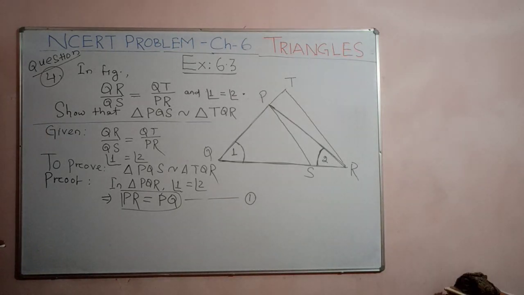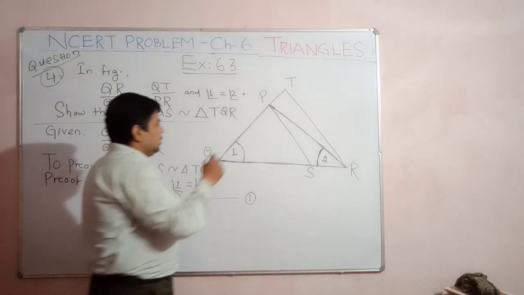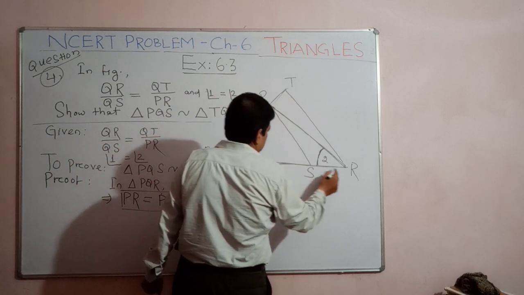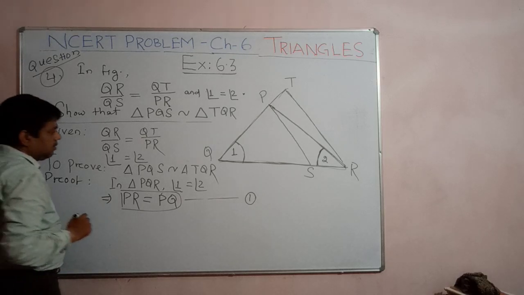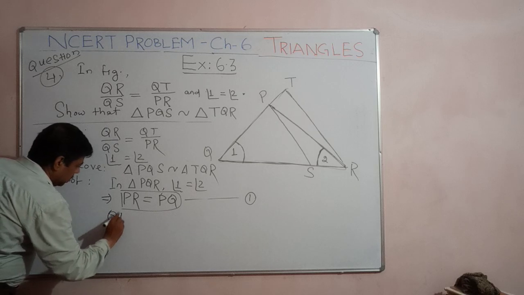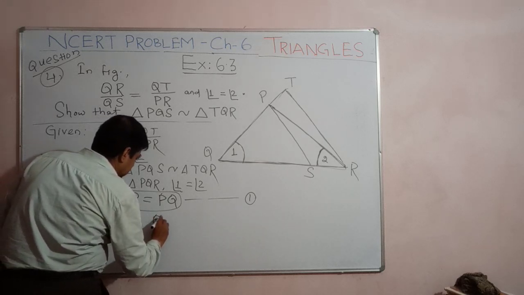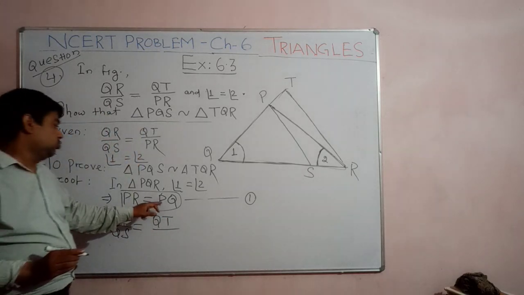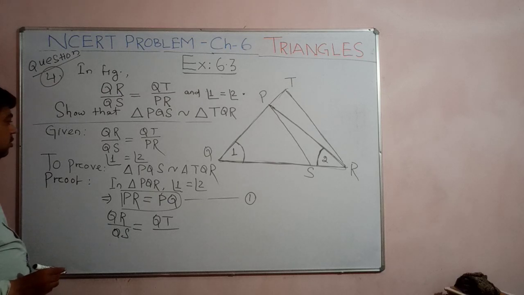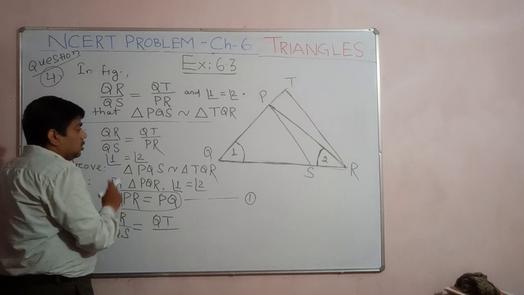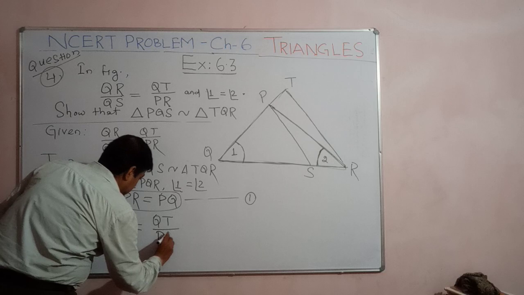Observe, students, here it is given that angle 1 is equal to angle 2 in triangle PQR. If two angles are equal in a triangle, then the sides opposite to them are equal. This is one of the properties. The side opposite to angle 1 is PR, and the side opposite to angle 2 is PQ. Yes or no?